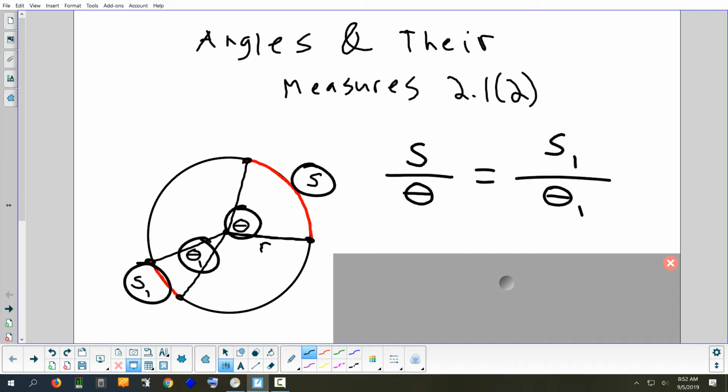All right. So there's our proportion. Now, could you flip it? Yeah, you could have done theta over S and theta 1 over S1. It doesn't really matter as long as you're consistent on each side. Right. And the only reason you can set up a proportion is because angle size and arc size are proportional. Okay? If they weren't proportional, you couldn't do that. Right? But they are, so you can.